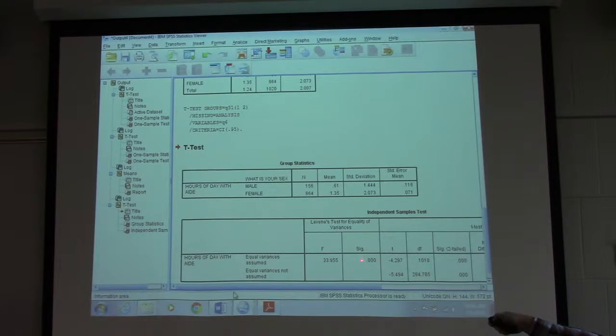If this number was greater than 0.05, I can still assume equal variance, and I would interpret the top row of numbers. So all this is doing is saying, are these variances between these 2 groups equal, so that I can really compare these means? And if they're not, it runs a little bit more of what's called a conservative test. It makes it a little bit more difficult to reject the null most of the time.